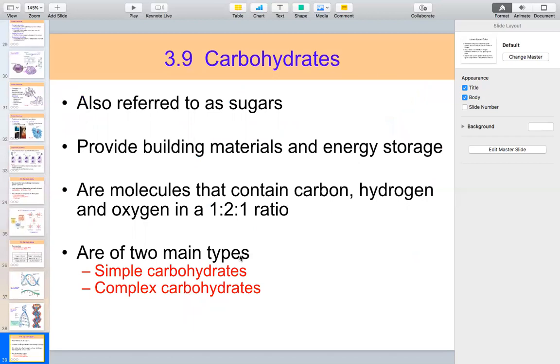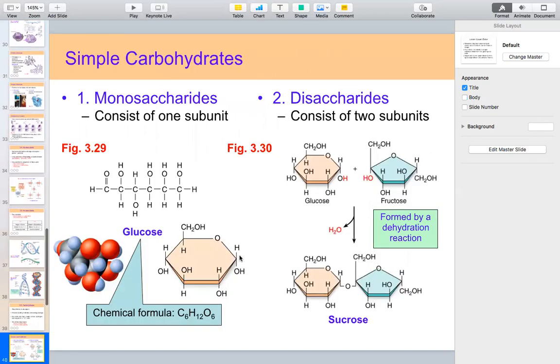Again, carbohydrates are either going to be simple carbohydrates or complex carbohydrates. We've talked about the ratio before, so that helps you in understanding that. Monosaccharides are simple sugars, while disaccharides are going to be 2 monosaccharides joined together through dehydration synthesis. Again, this is a bit of review of what I described already.